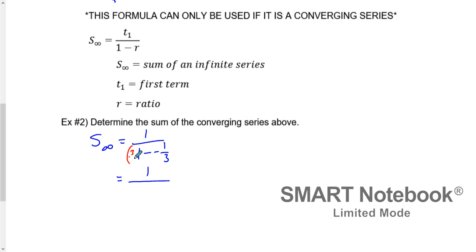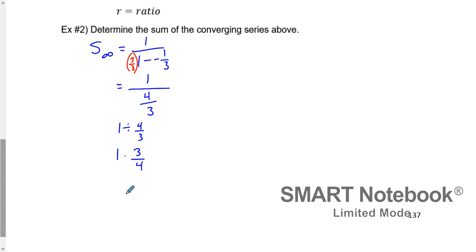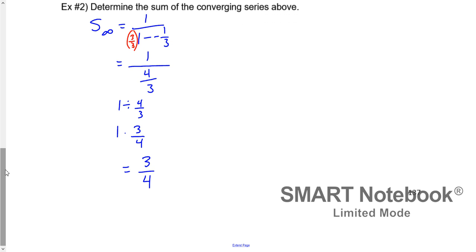So get a common denominator. That'd be 3 subtracting negative 1, which is 4/3. 1 divided by 4/3 is the same as 1 multiplied by 3/4. Well, 1 multiplied by 3/4 is 3/4. And that's all there is to it.